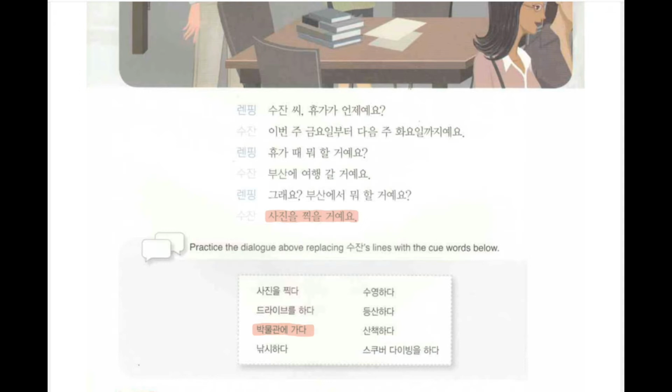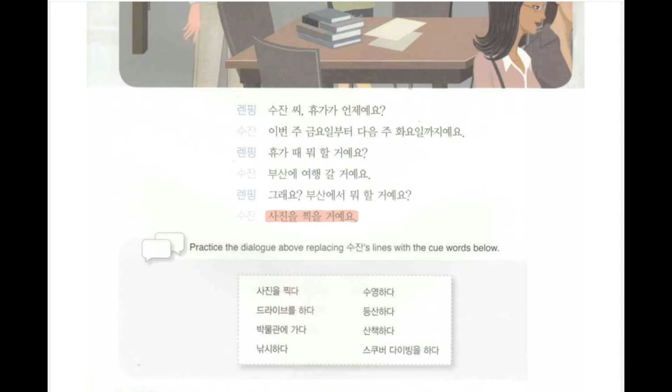이번 주 금요일부터 다음 주 화요일까지예요. 부산에 여행 갈 거예요. 박물관에 갈 거예요.